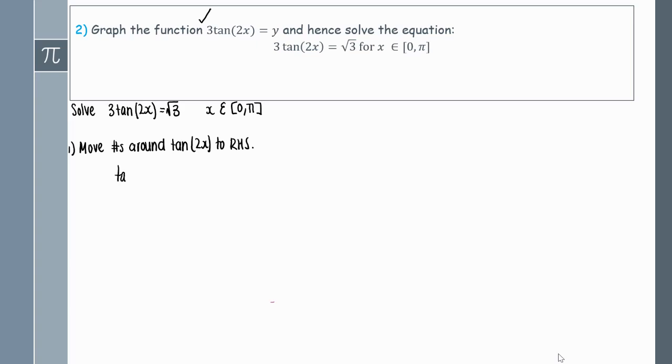Once we do this, we'll get tan 2x equals root 3 divided by 3. Your second step here is now to solve for x. And just a little side note, that root 3 on 3 is the same thing as 1 over root 3. That might help when you're drawing your triangles for the next step. So let's solve here. I just need to find one solution to this equation.